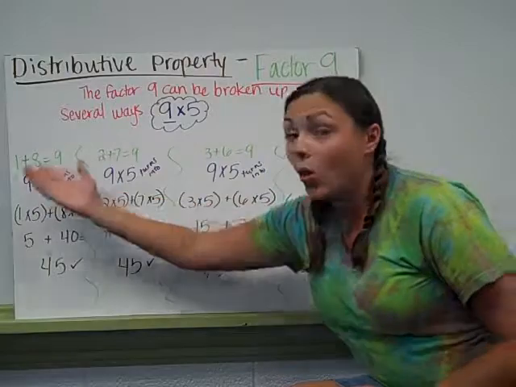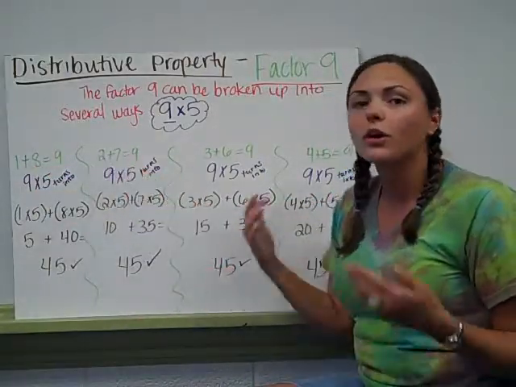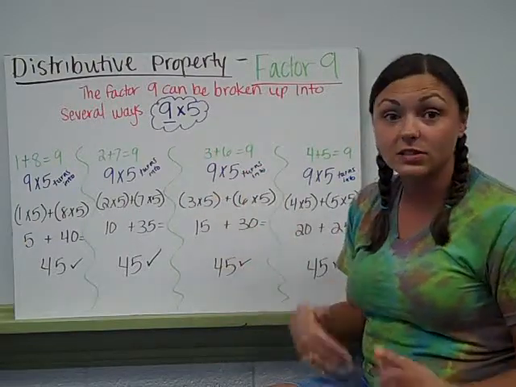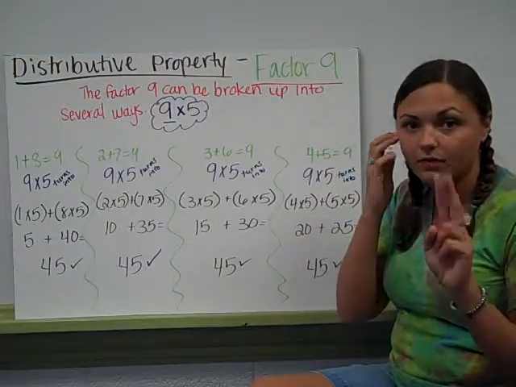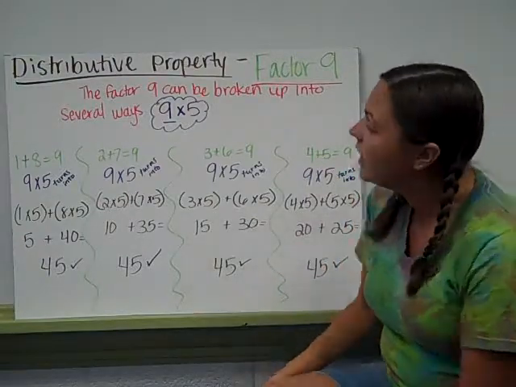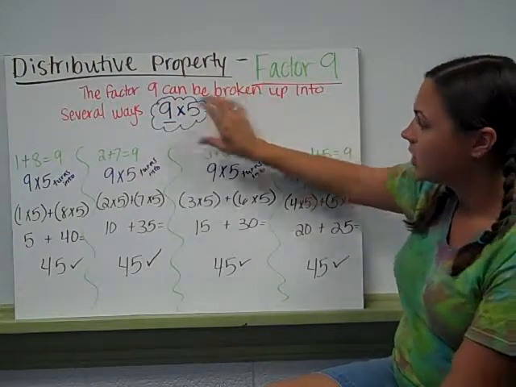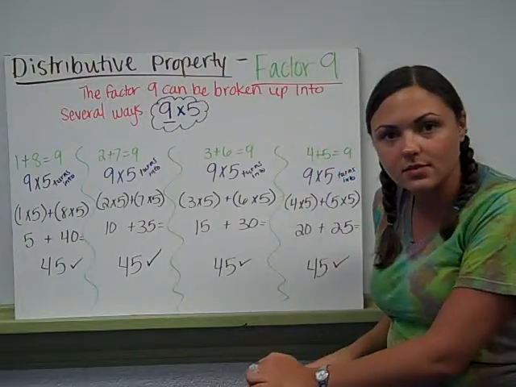1 plus 8, or 8 plus 1. 2 plus 7, or 7 plus 2. 3 plus 6, or 6 plus 3. And 4 plus 5, or 5 plus 4. Those are just the inverses, the flip-flop. And so my problem now, 9 times 5, is now written in different ways.